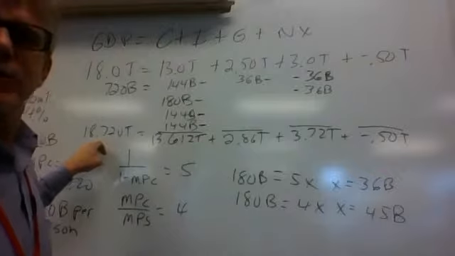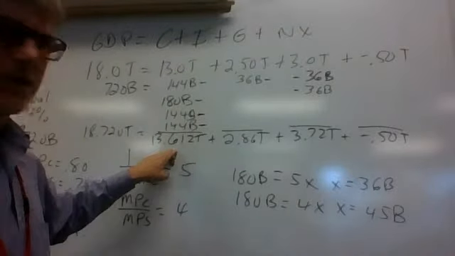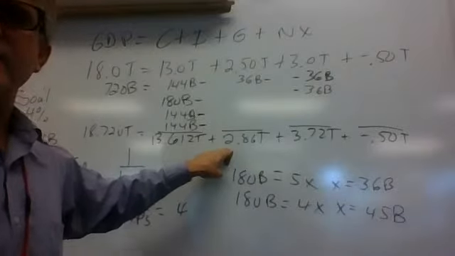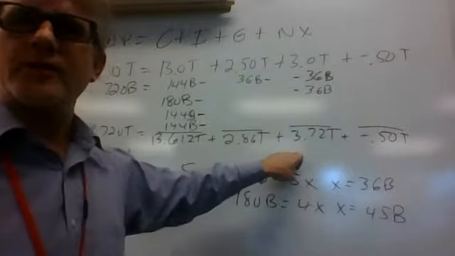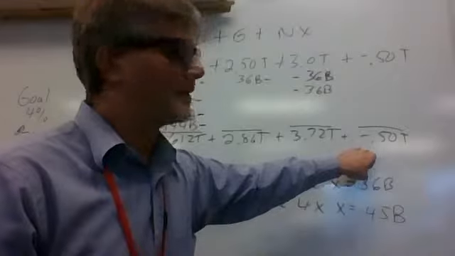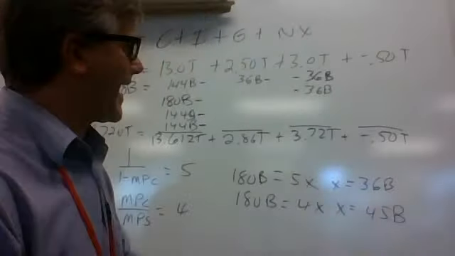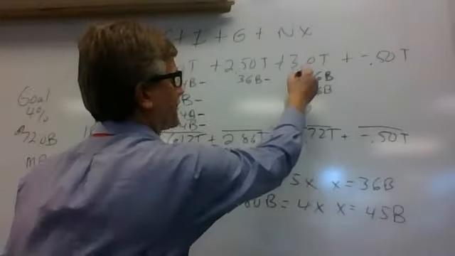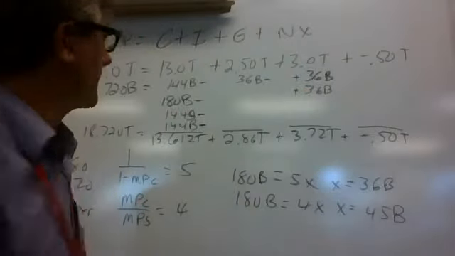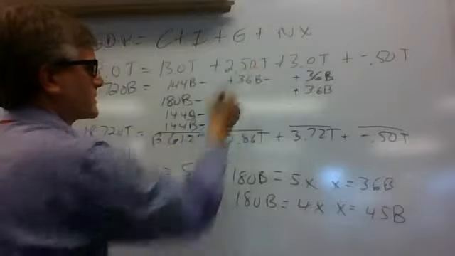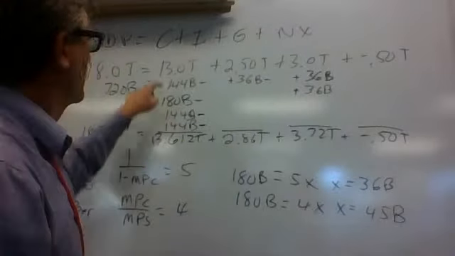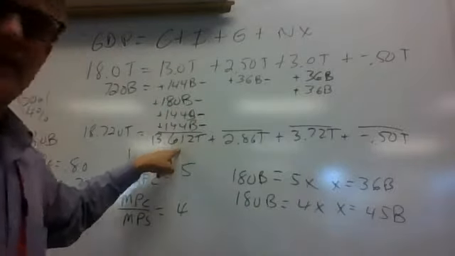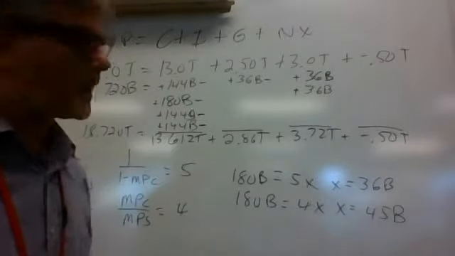It is 18.72 trillion equals 13.612 trillion plus 2.86 trillion plus 3.72 trillion plus negative 0.5 trillion. So I've added everything up. This is not a negative, this just is a plus, and that goes with government spending. And then this is 36 billion plus, and that goes down here. And then all of these are added, and they add up to $612 billion.